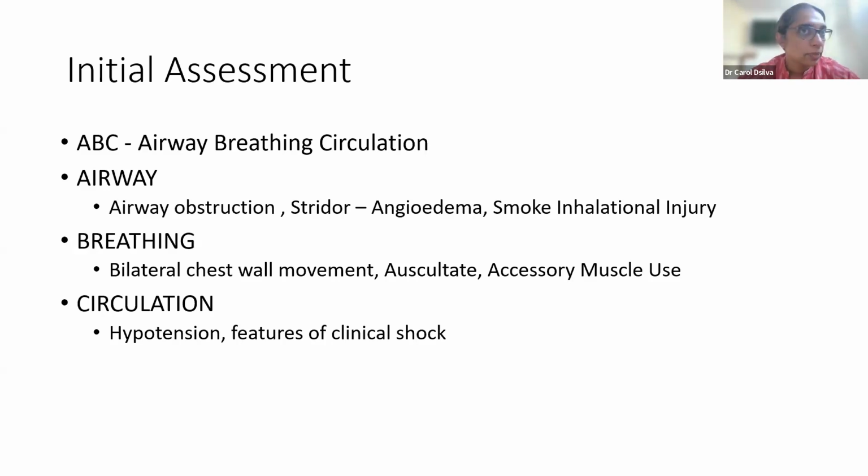You may have to auscultate the patient. I don't know how many of you are familiar with it, but you may have to auscultate the patient. Use of accessory muscles may tell you that the patient is probably going into respiratory distress and needs some urgent intervention.